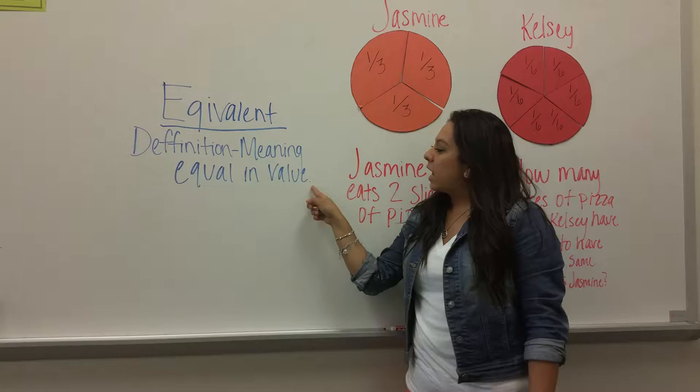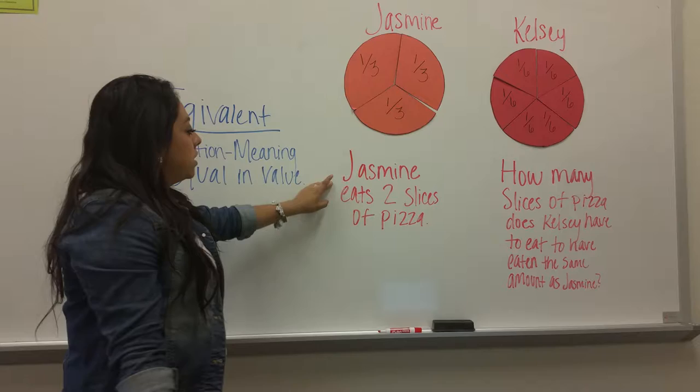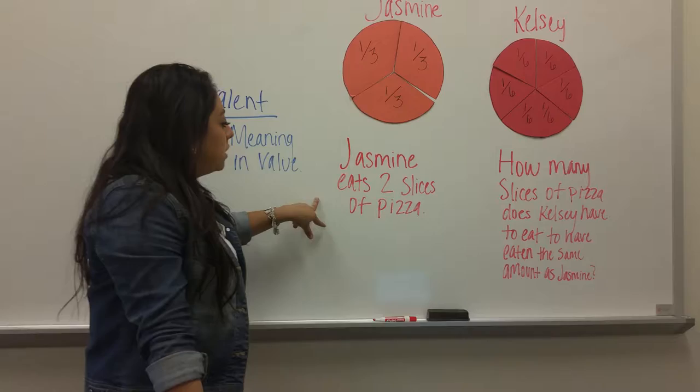So for our first example, we have Jasmine and we have Kelsey. They each have a whole pizza to themselves. Our first question is, Jasmine eats two slices of pizza. How many slices of pizza does Kelsey have to eat to have eaten the same amount as Jasmine? So first off, Jasmine is eating two slices of pizza. Each slice is equal to 1/3.